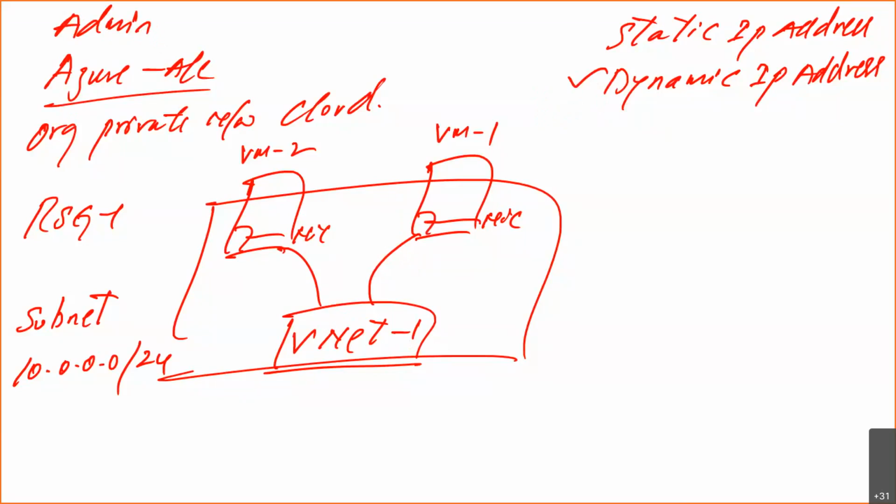We require static IP. So I will show you guys. By default, your VNet is assigning the IP address to your virtual machine. That is called dynamic IP. But I want to make this dynamic IP static. How to make it, I will show you.